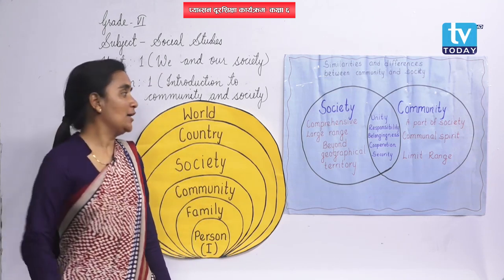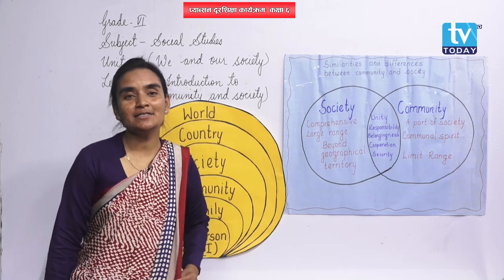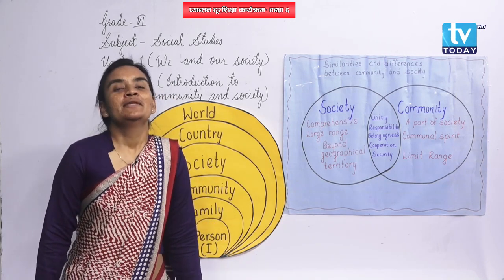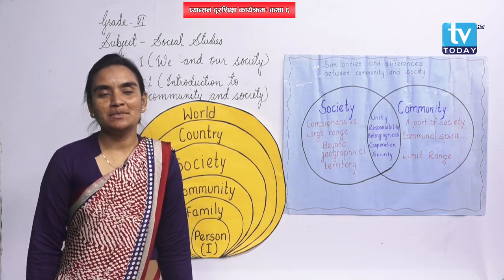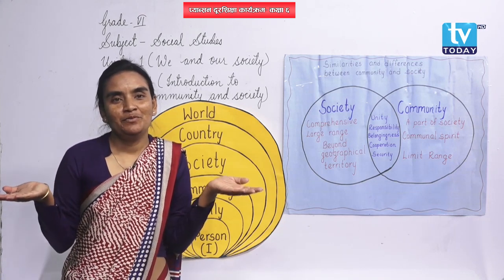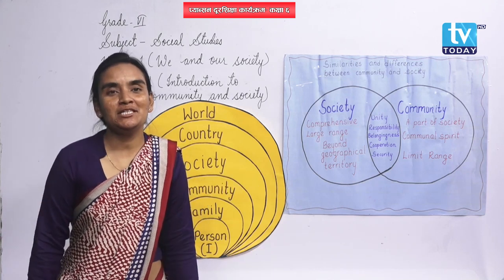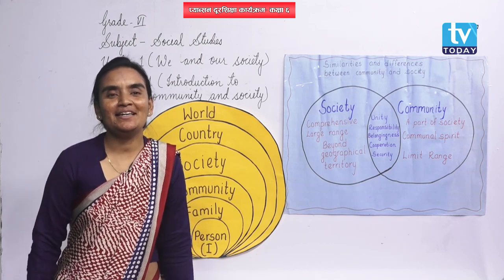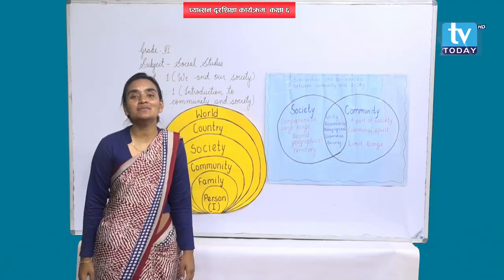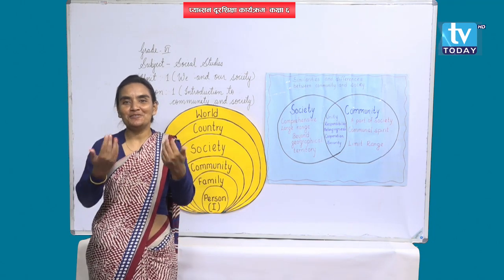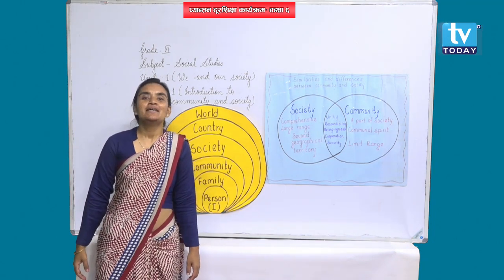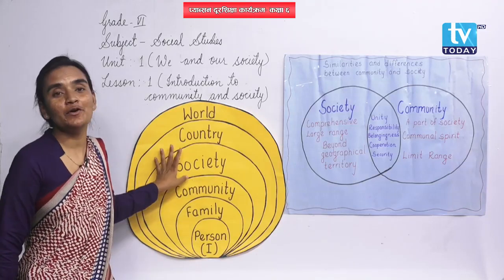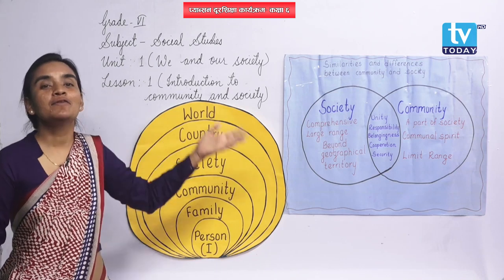The next one, okay, let me go for the next sentence. Our life becomes what? When we are in the community, our life becomes, okay, let me give you the answer, our life becomes easier and comfortable. Very good.